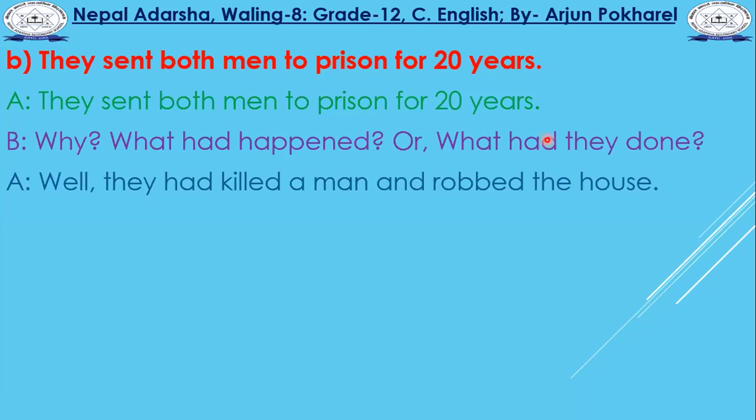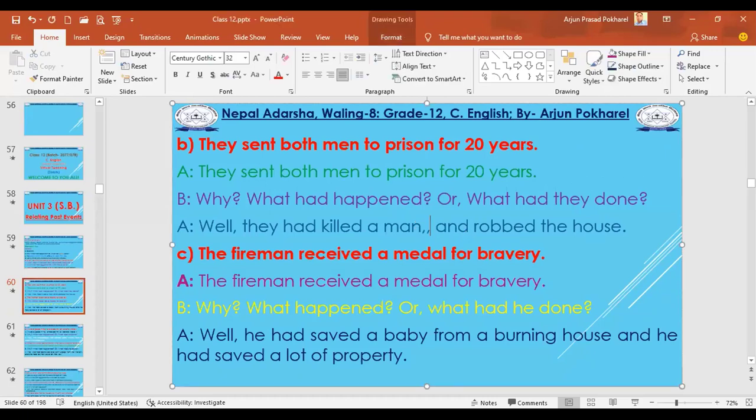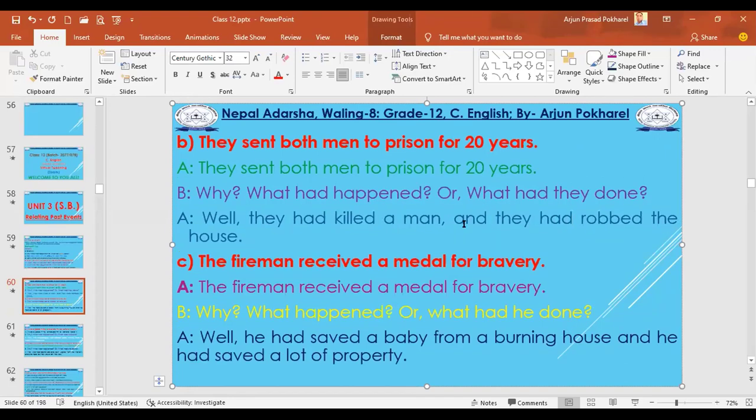I have also given here the same answer as one of you told previously. Well, they had killed a man and they had robbed the house. You can give an answer in this way as well. That is, you have to see the structure, and based on the structure, you can make your own sentences.